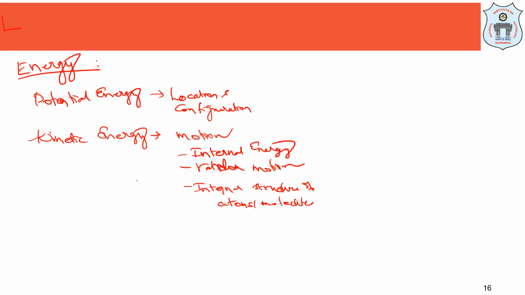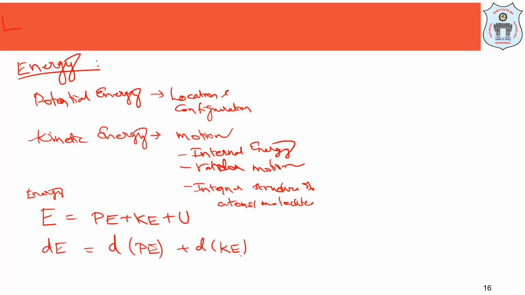So this energy can be written as E is equal to potential energy plus kinetic energy plus internal energy. Any macroscopic system will have potential energy, kinetic energy, and internal energy. So any change in this energy, taking differentials, is equal to change in potential energy plus change in kinetic energy plus change in internal energy.